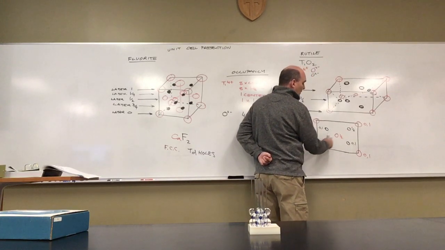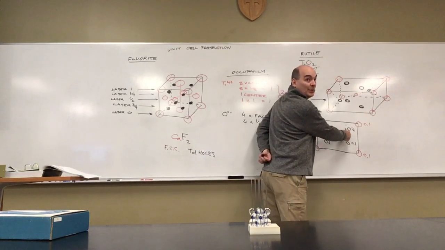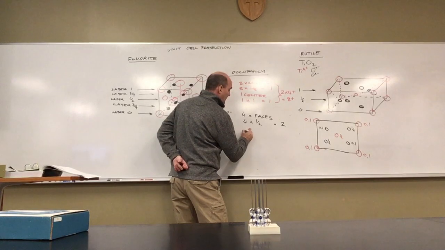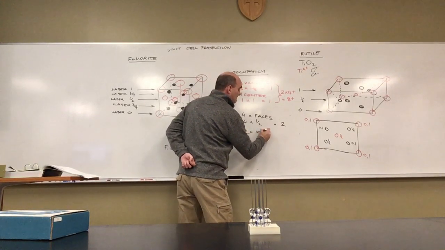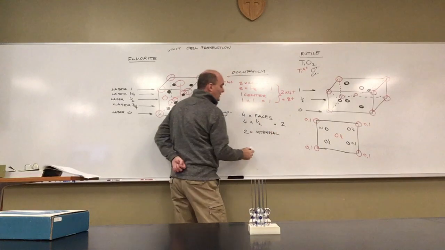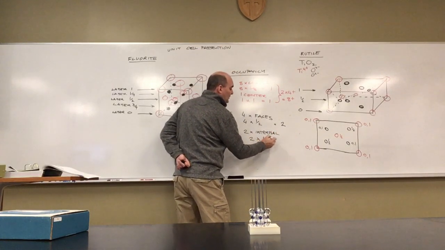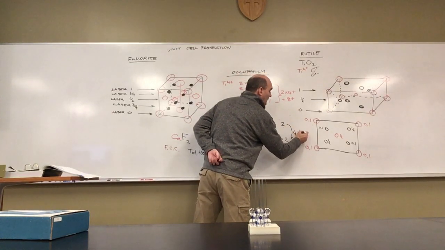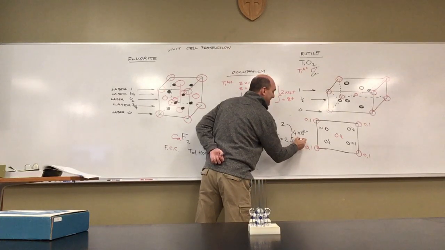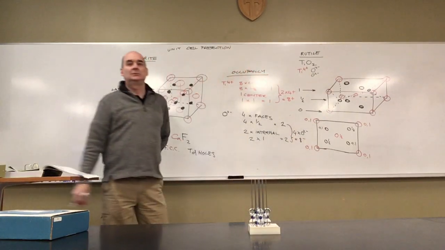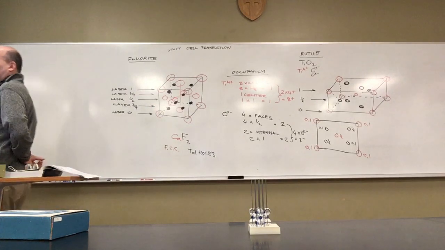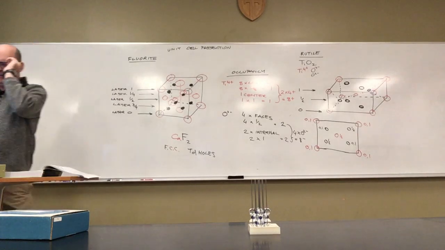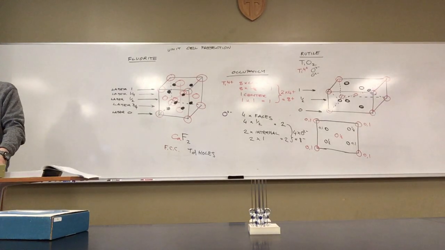And then I have these 2 oxides that are completely inside the unit cell. I have 2 internal, which is 2 times 1 equals 2. And 4 times O2 minus is 8 minuses. The pluses and the minuses cancel each other out, and we're good. Okay. That ate up a lot more time than I was thinking it was going to.